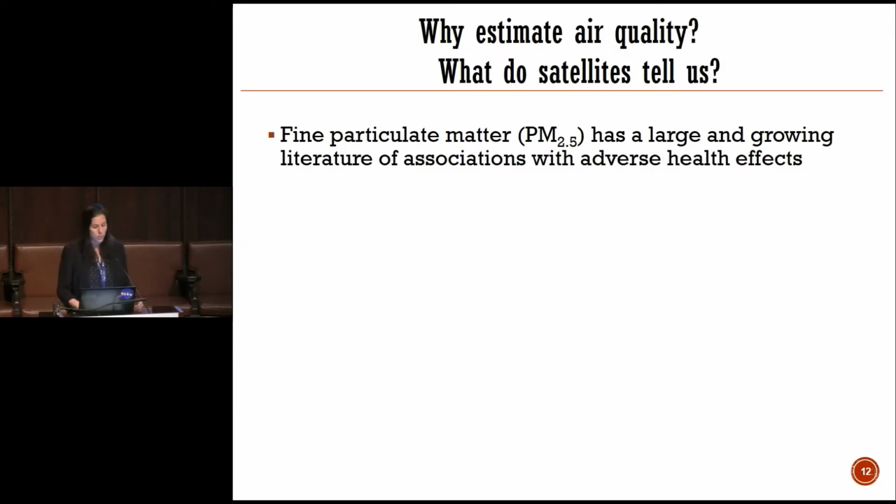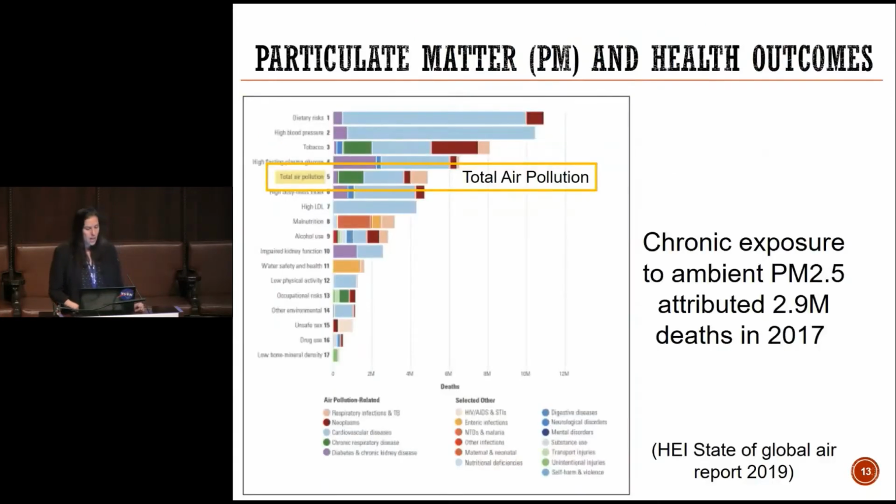So we heard about this a little bit previously. Why are we interested in PM, and how do we connect PM with satellite data? PM2.5, fine particulate matter, has a very increasing literature on associations with adverse health effects, especially with cardiovascular and respiratory diseases. The HEI State of Global Air Report in 2019 showed that total air pollution is the 5th cause of death globally, while chronic exposure to ambient PM2.5 is attributed to almost 3 million deaths in 2017.